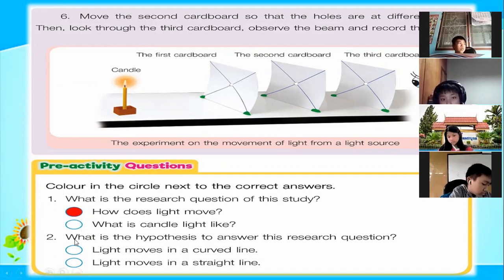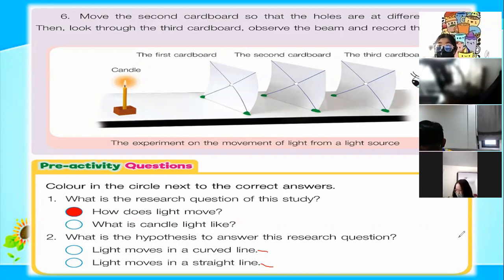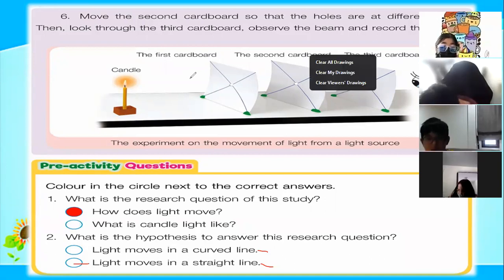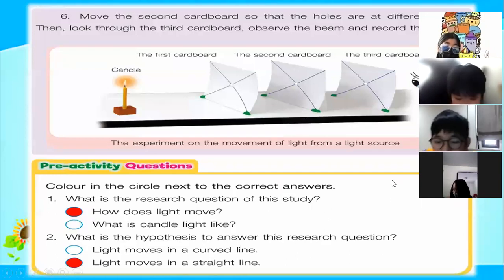Okay. Now, question number 2. What is the hypothesis to answer the research question? Number 1, light moves in a curved line. Number 2, light moves in a straight line. Okay, students, can you answer me? What do we observe here? Does light move in a curved line, or in a straight line? Straight line. That is the correct answer. This is what we learned from the experiment, that light moves in a straight line. Okay, very good.